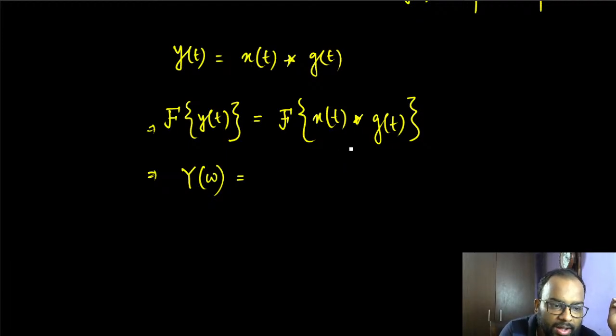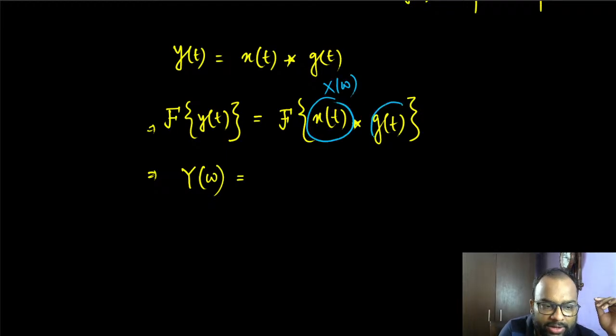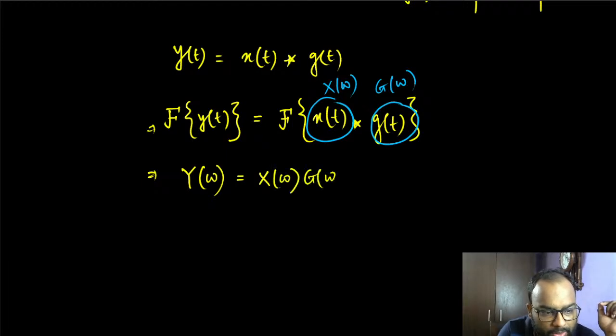And here, the convolution of two signals: if I take the Fourier transform, say the Fourier transform of this signal individually is X omega, and the Fourier transform of this signal individually is G omega, then the Fourier transform of the convolution of x(t) and g(t) would be the product of the individual Fourier transforms. So this is going to be X omega times G omega. Okay, so that is something we also proved in our signals and systems classes.